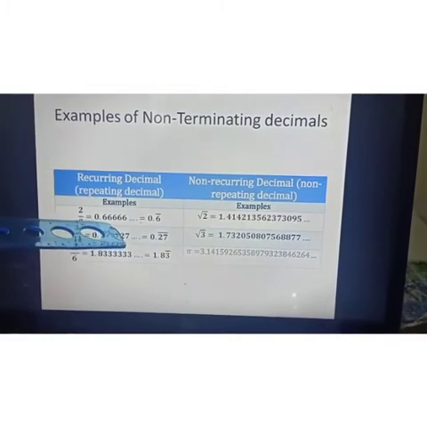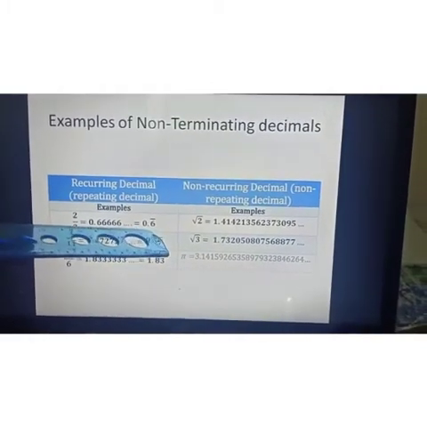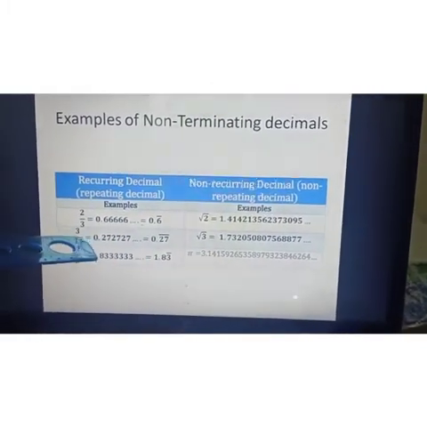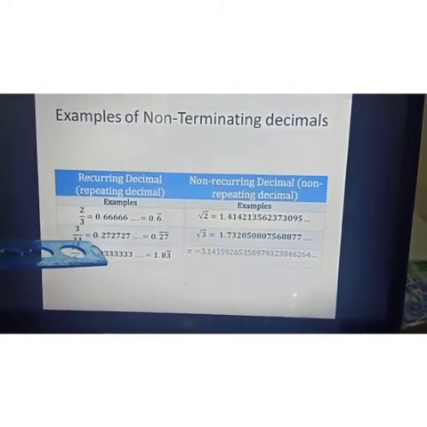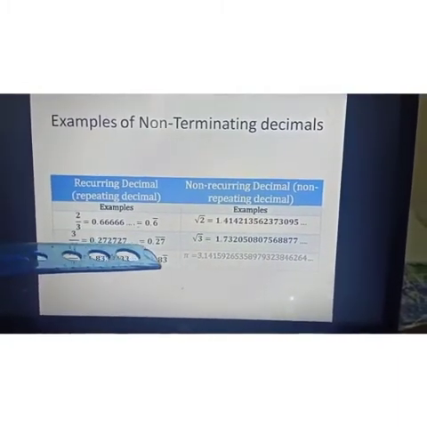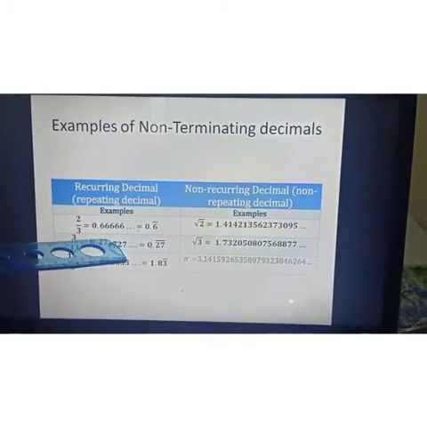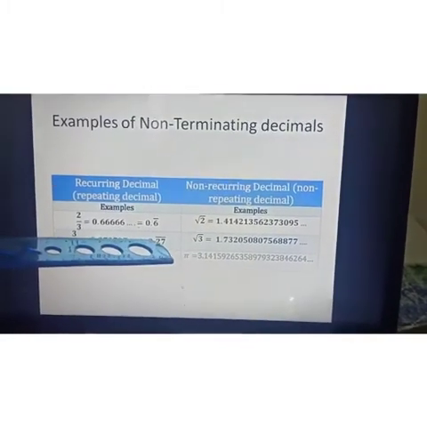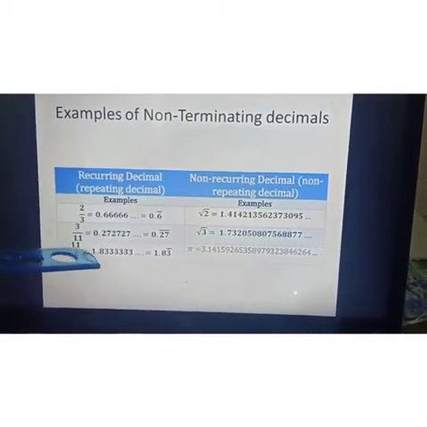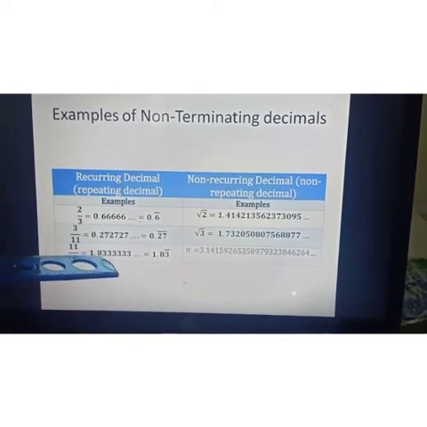So if the 6s are repeating, then that's why it is called 0.6 bar, right? When we divide 3 by 11, we get 0.2727. If 27 is repeating, that's why we can write it as 0.27 bar. When we divide 11 by 6, we get 1.8333.